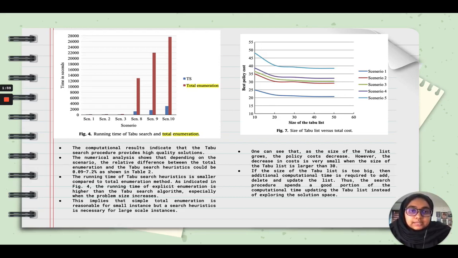Hence, for Figure 7, we can see the size of the taboo list versus the total cost. One can see that as the size of the taboo list grows, the policy costs decrease. However, the decrease in cost is very small when the size of the taboo list is larger than 30. If the size of the taboo list is too big, additional computational time is required to add, delete, and update the list. Thus, the search procedure spends a good portion of the computational time updating the taboo list instead of exploring the solution space, as we can see in Figure 4.